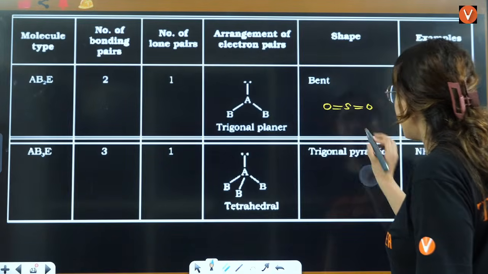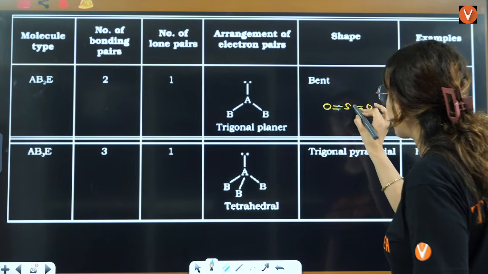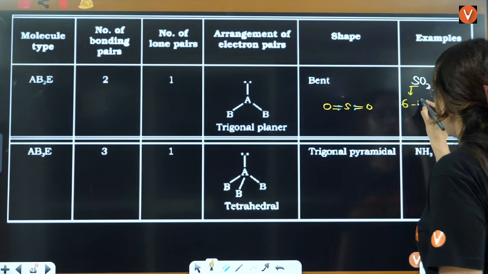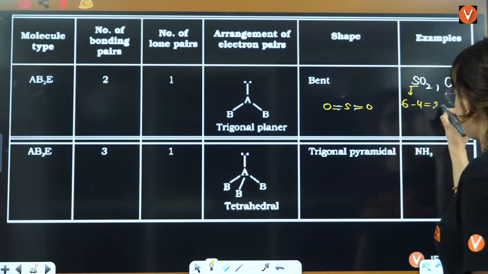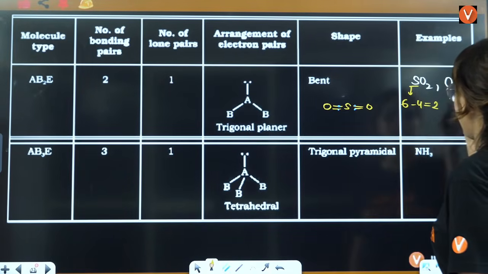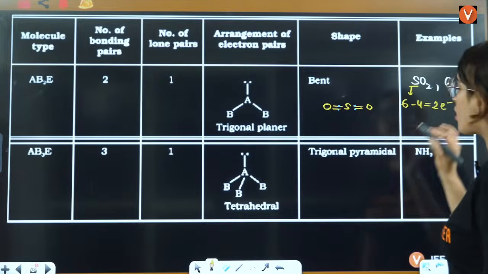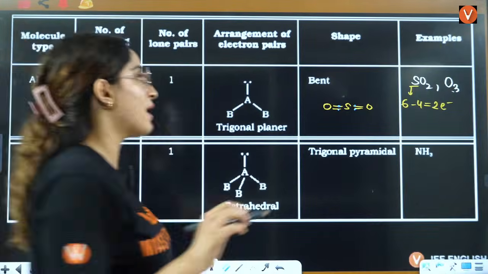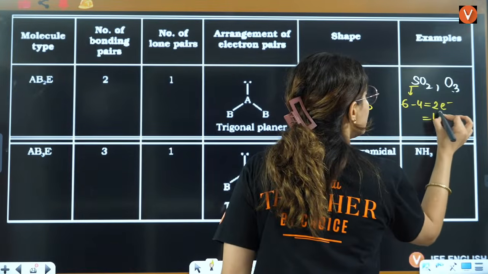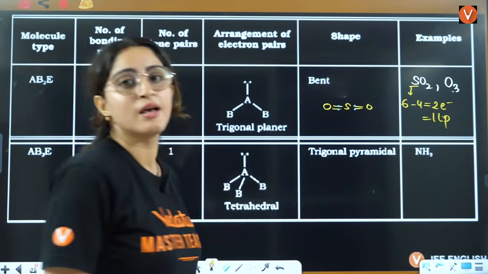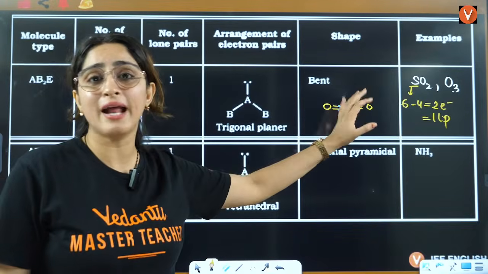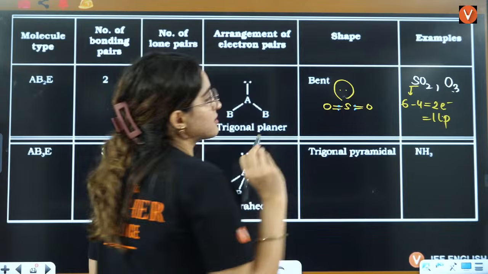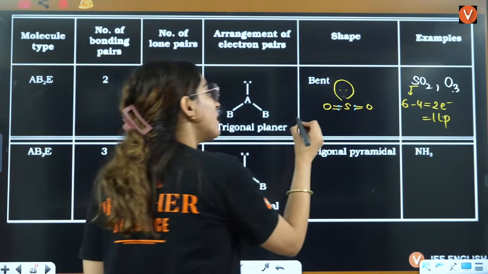And here if I see 1 electron here, 1 electron here, 1 electron here, 1 electron here, that means out of 6, 4 will be consumed. That means 2 electrons are left. Now 2 electrons are forming 1 lone pair. So I'll say that means 1 lone pair you will have. Now I don't know anything about the structure. I only know that there is 1 lone pair also here.